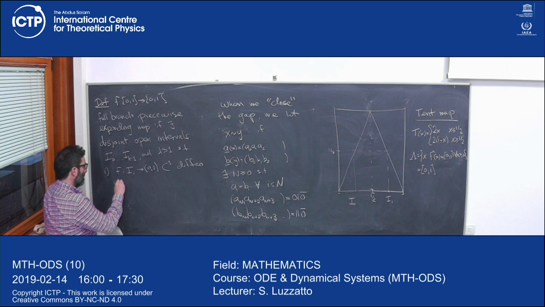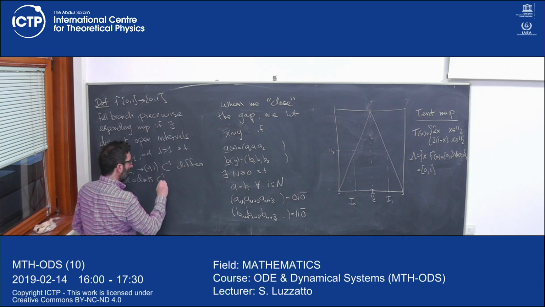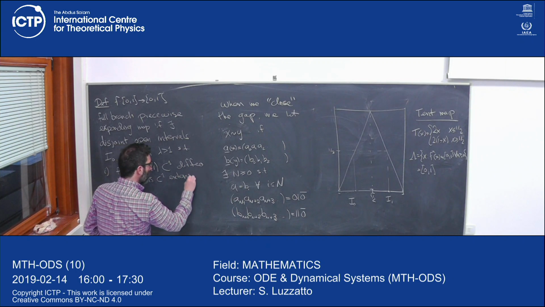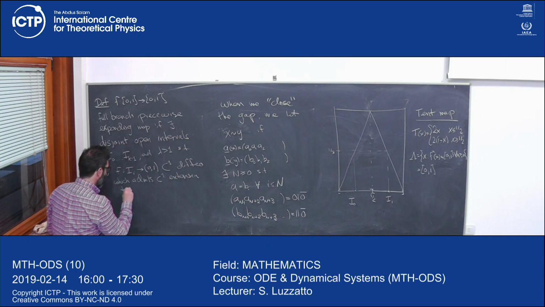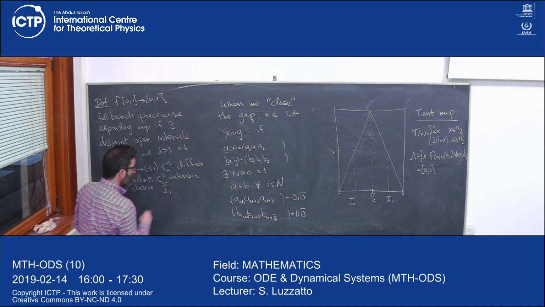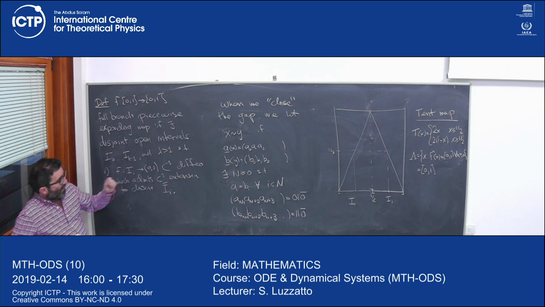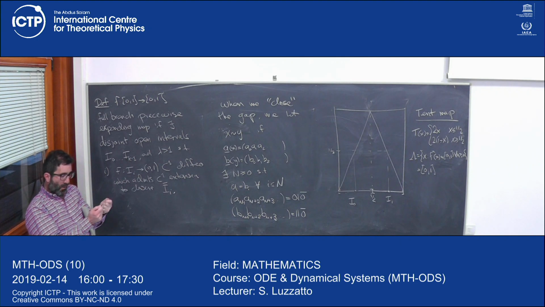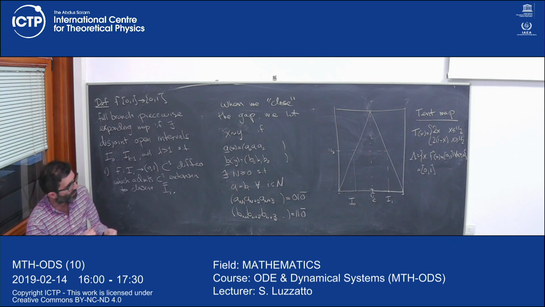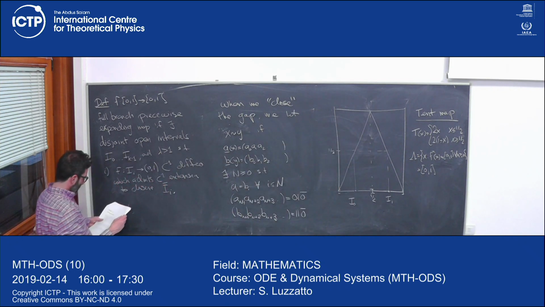Which admits a C1 extension to the closure I bar. Okay, so this is just a little technical point. When you have some map that is C1 on an open interval, it does not always automatically imply that you can extend it differentiably to the closure. So this is just to be completely precise.